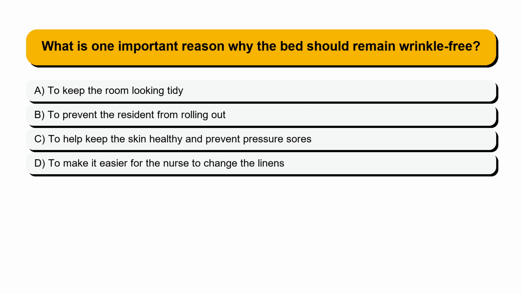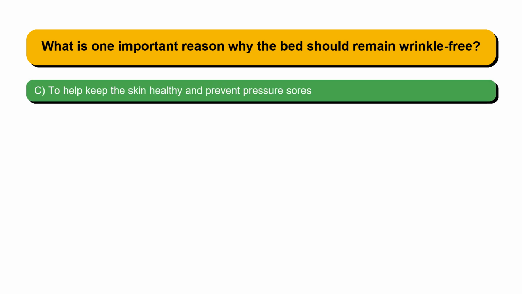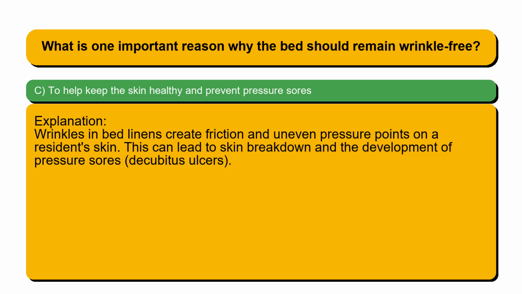Option A. To keep the room looking tidy. Option B. To prevent the resident from rolling out. Option C. To help keep the skin healthy and prevent pressure sores. Option D. To make it easier for the nurse to change the linens. The correct answer is option C. To help keep the skin healthy and prevent pressure sores. Wrinkles in bed linens create friction and uneven pressure points on a resident's skin. This can lead to skin breakdown and the development of pressure sores, decubitus ulcers.